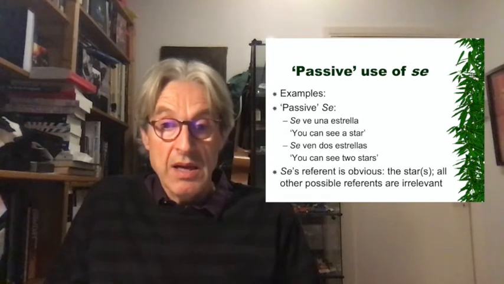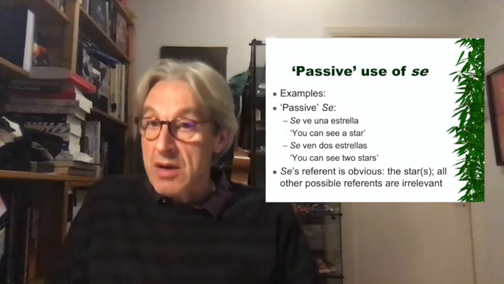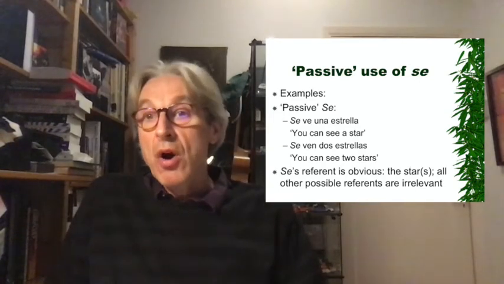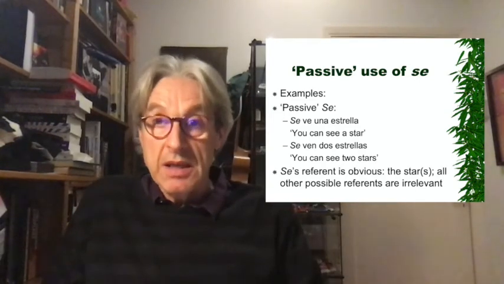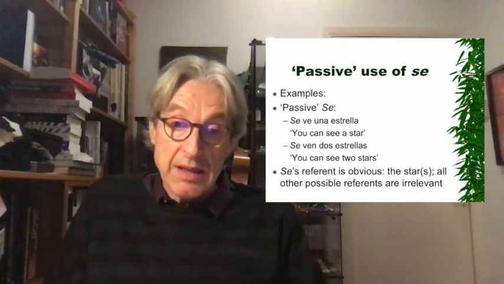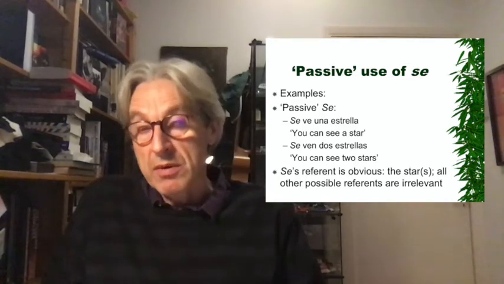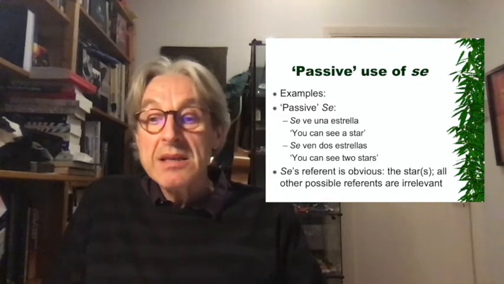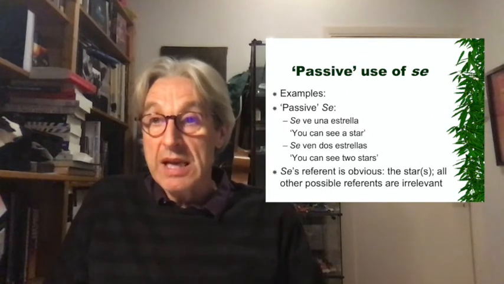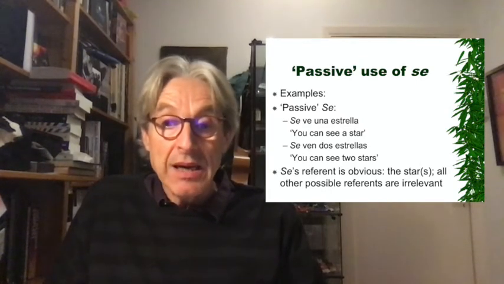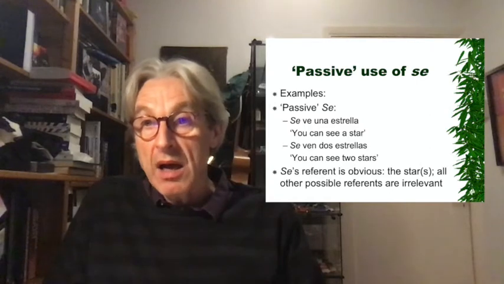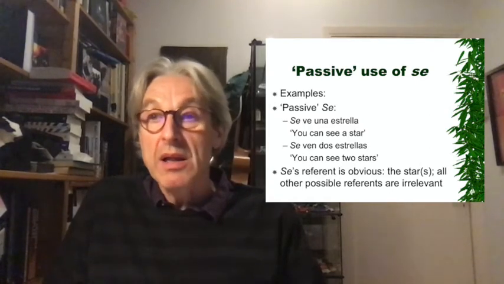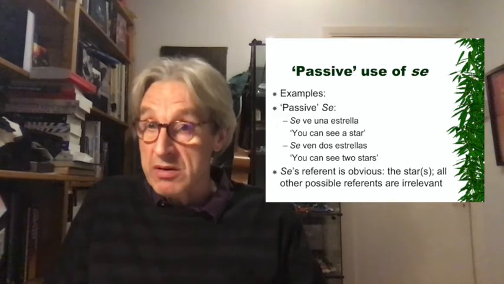estrella only. And of course, this is what this use has in common with the standard passive construction in Spanish, because the normal direct object gets the role of the subject. And this is what these examples have in common with the normal passive construction with the auxiliary ser. So this is why it is called the passive use of se. But basically what se is saying here is, don't look for any other possible referent, because it is the same and the only one that we have seen before, the one in focus.